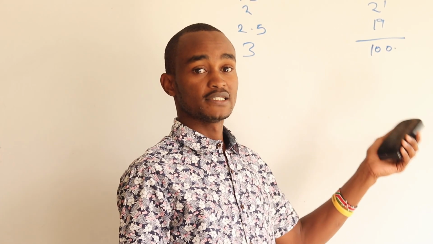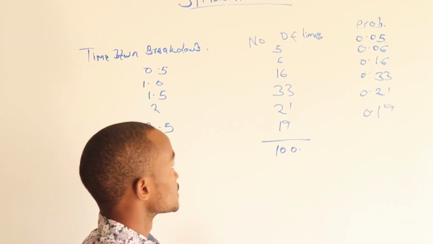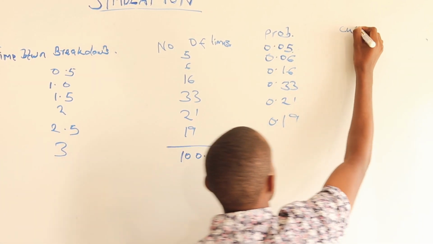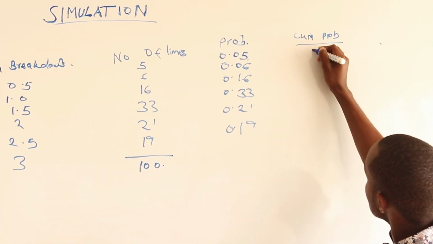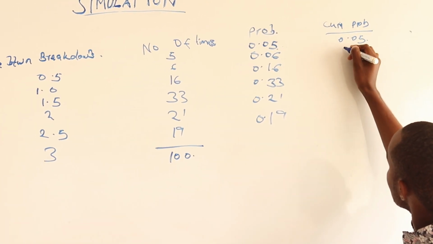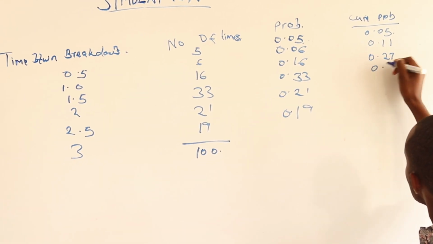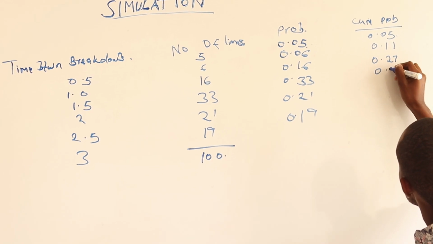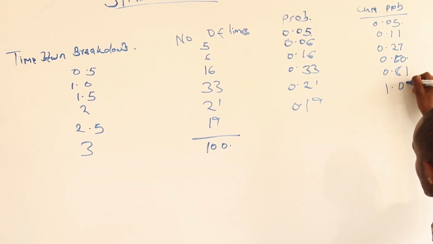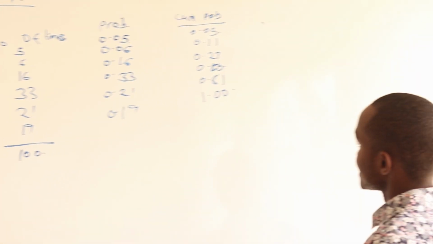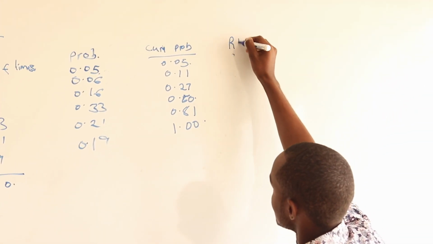Remember when we talked about our steps in the Monte Carlo simulation technique, we said that after probability, we are supposed to get the cumulative probability. So the next step that we take is the cumulative probability. So the cumulative probability will be 0.05, and then 0.11, 0.27, 0.60, 0.81, and then 1.00. After taking the cumulative probability, the next step will be the random number ranges.